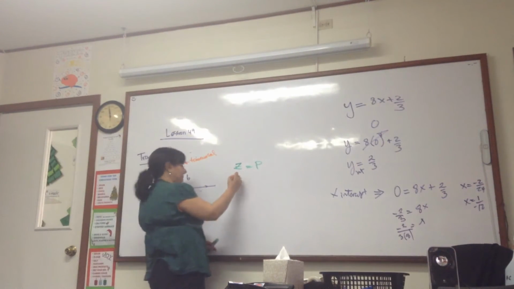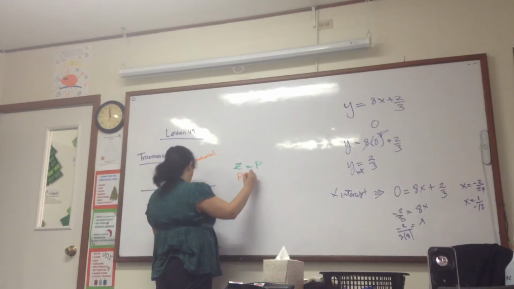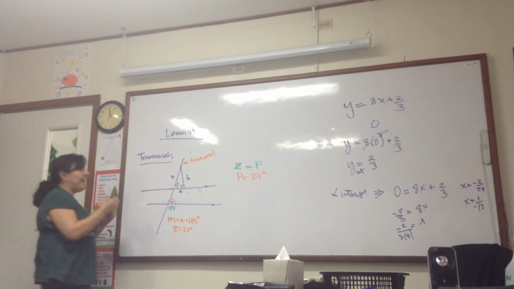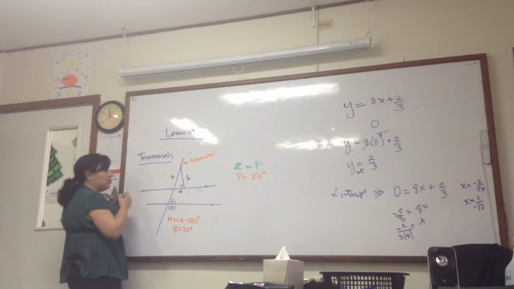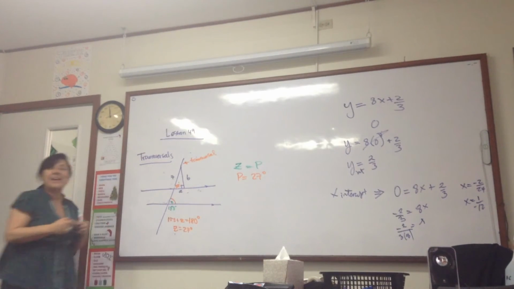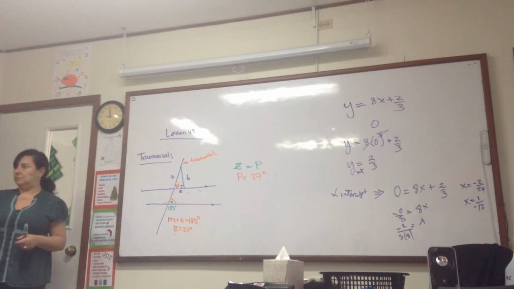P equals 27. So now that I know 27, this is 27. Can I find out A and B? Yeah, with the help of our calculator.